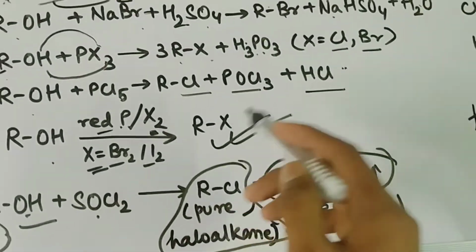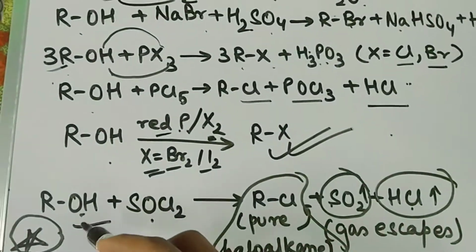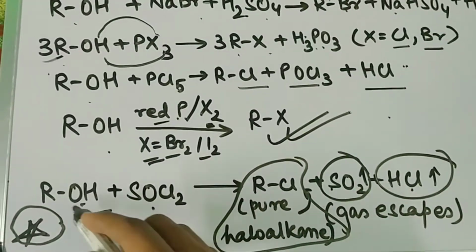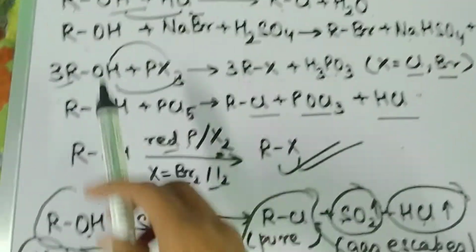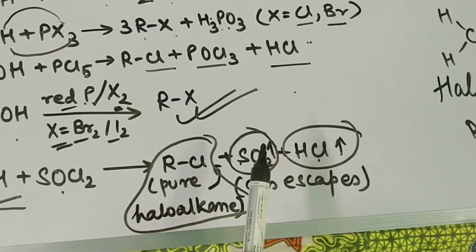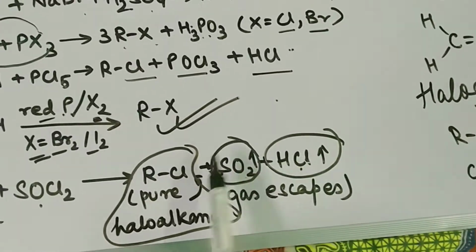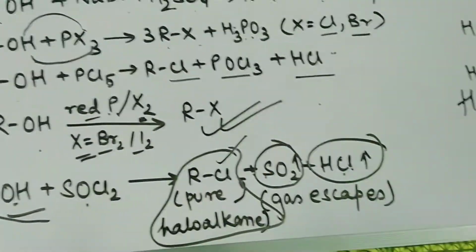If any time you get a question asking you to prepare the pure haloalkane, then you will write this reaction, which is the preparation from alcohols. ROH plus SOCl2 gives RCl, which is a pure haloalkane, plus SO2 gas and HCl gas. These two gases escape out, and we get our pure haloalkane.